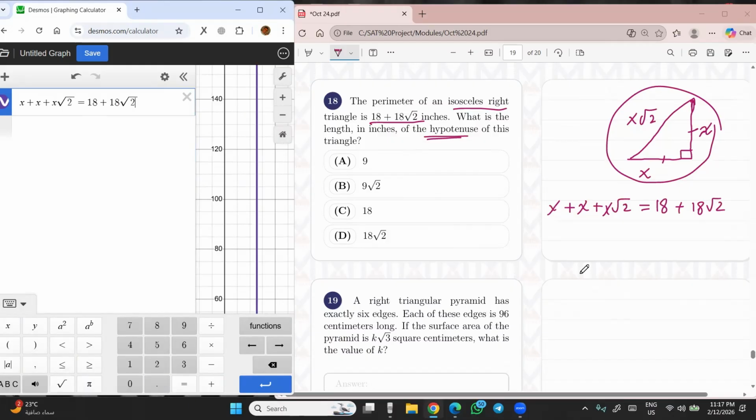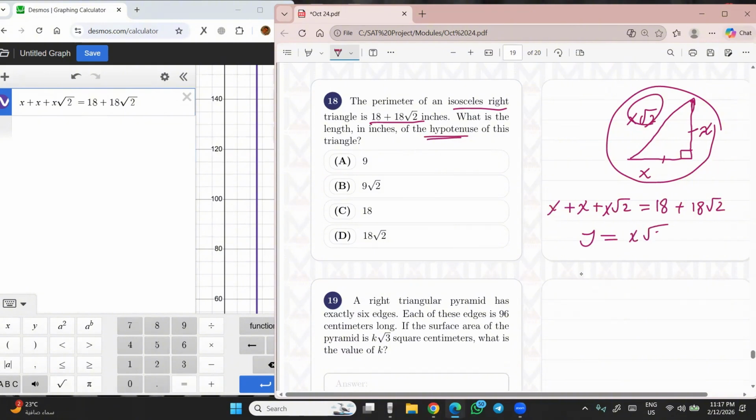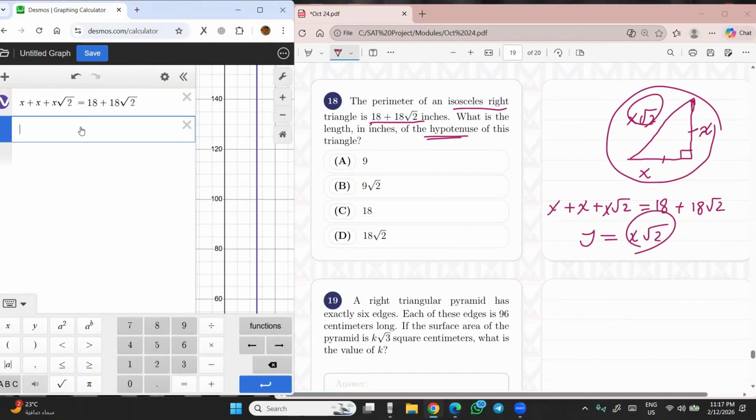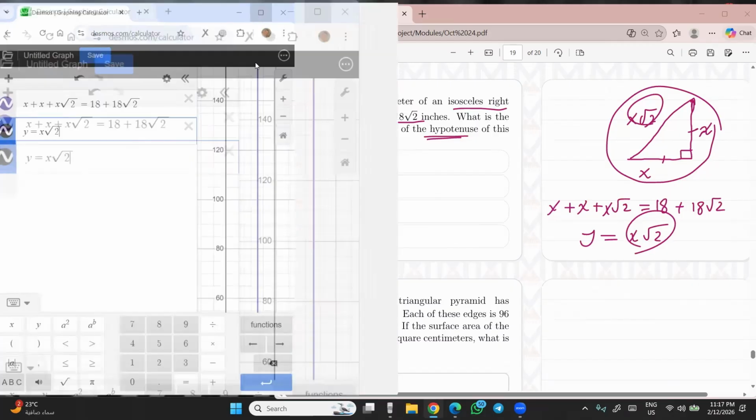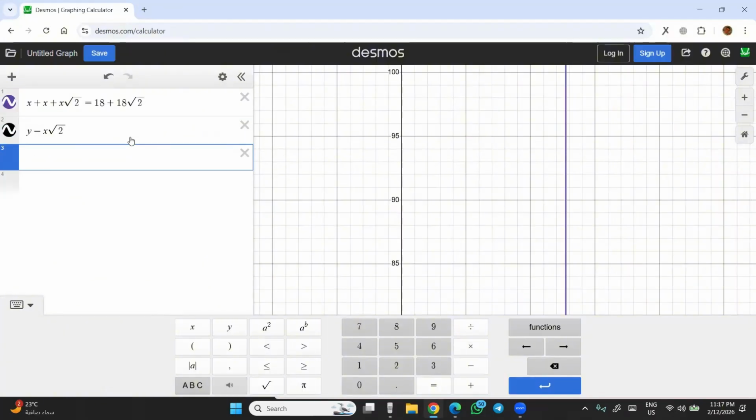And what do we need? We need the hypotenuse. The hypotenuse is x square root 2. So we can consider it as y. y is equal to x square root 2, to get the value of this once we write it here, because we need the intersection of the two lines. So we can say y is equal to x square root 2, and we look at the graphs of these.